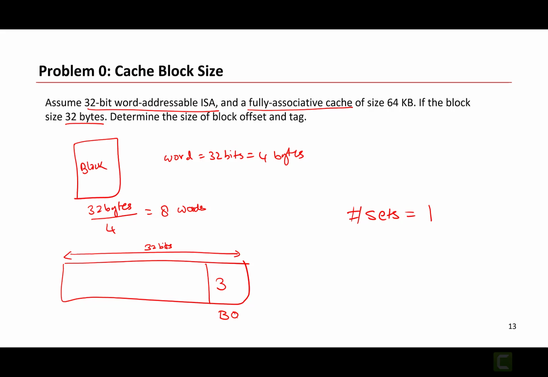So we have already calculated the block offset, which is 3 bits. So the remaining is going to be the tag. And so 32 minus 3, so 29 bits are for the tag. So the size of the block offset is 3, and the tag size is 29 bits.